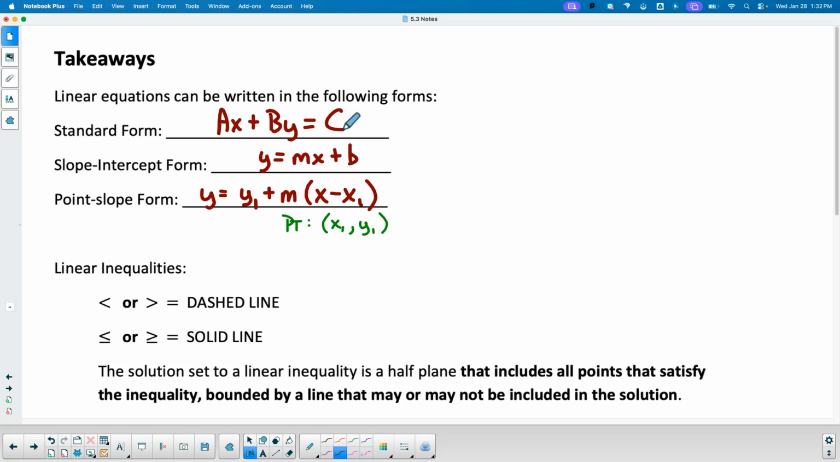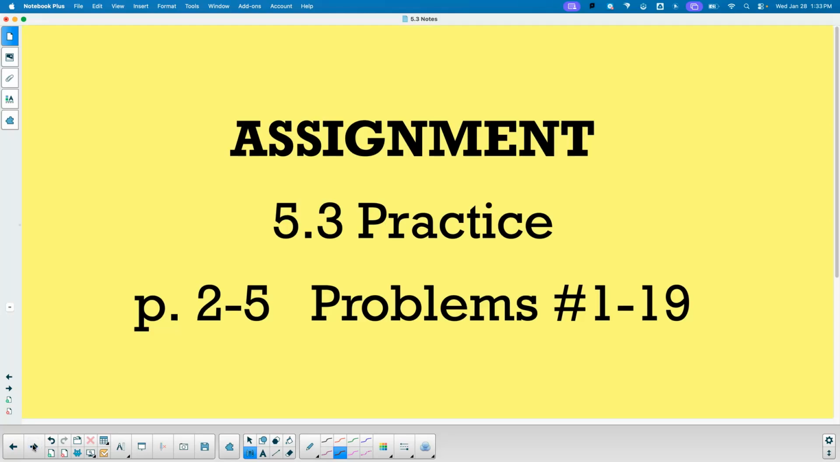As you get higher and higher in math, then standard form will come with more and more conditions. Okay? No fractions, no decimals. A's got to be positive. Okay? For right now, we just want, if it's standard form, x and y on the same side. Okay? Linear inequalities, no equals part, then it's dashed. Equals part, it can be solid. Okay? Love it. Quick peek at your homework now.